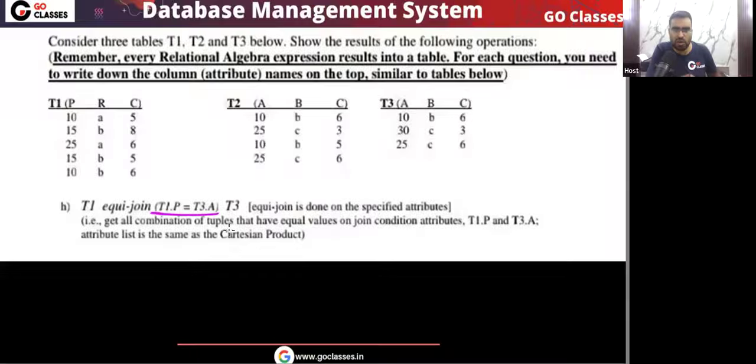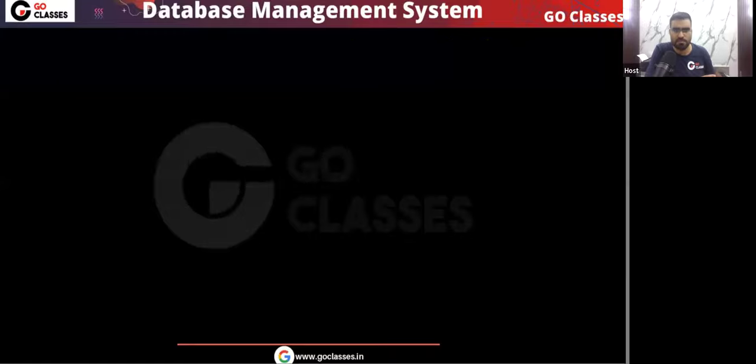Can I give this question as homework? T1.P, again eq join because of the equality condition. This P should be equal to this A. How many tuples will be there and how many dangling tuples are there? Remember, this should be equal to this. You can call it eq join because there is equality. Anyway, this is basically your conditional join, or I can say theta join.